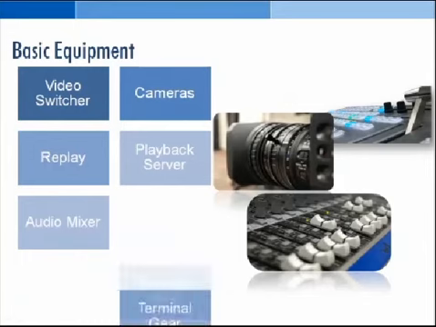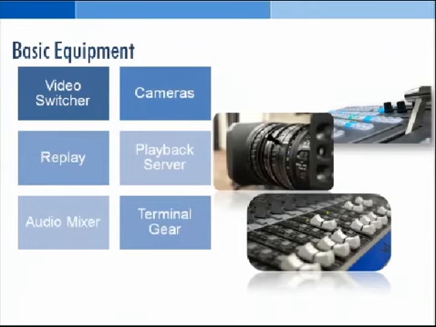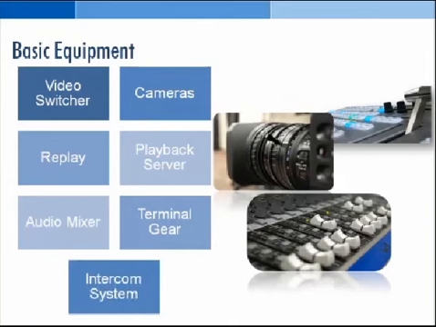The next item is called terminal gear. This refers to any type of frame syncs, distribution amplifiers, and converters that help interface the different sources you have. Since a lot of your control room gear is different, this terminal gear will help in making all of those components work together. Finally, a good intercom system is an essential part of your production because it keeps your entire production crew on the same page during an event. Everyone on your crew will have some type of headset for communication.